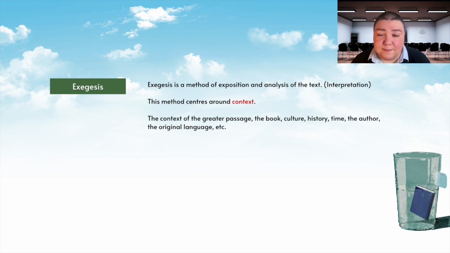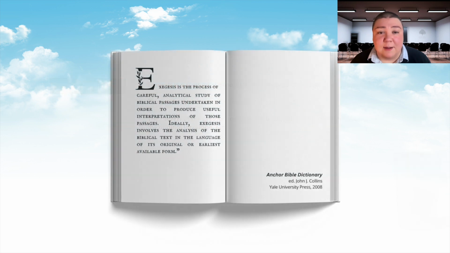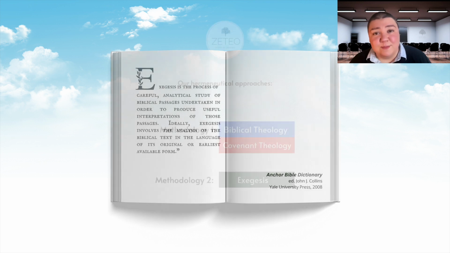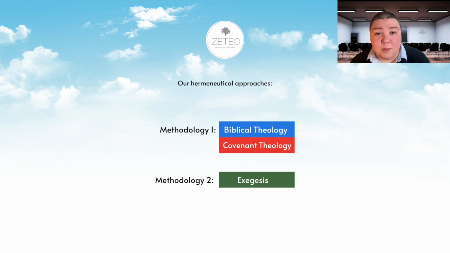According to the Anchor Bible Dictionary, exegesis is the process of careful analytical study of biblical passages undertaken in order to produce useful interpretation of those passages. Ideally, exegesis involves the analysis of biblical text in the language of its original or earliest available form. So, here we have it, our suggested hermeneutical approaches. Number one, biblical theology, with the subcategory of covenant theology, which we've already studied, and secondly, exegesis.